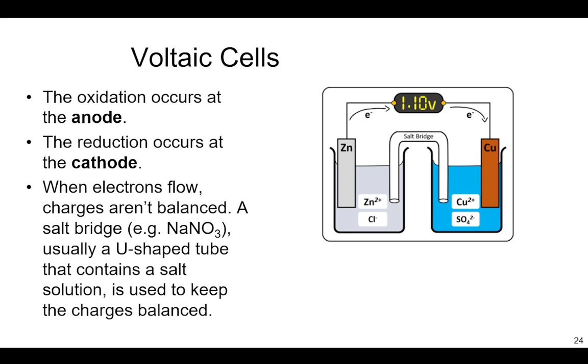Now, here's a prettier picture, again, of this voltaic cell we just discussed. Oxidation occurs at the anode, at zinc in this case, to generate electrons. Reduction occurs at the cathode, where those electrons will be used up. Electrons flow, charges aren't going to remain balanced, so a salt bridge, they say sodium nitrate here, that works too, is this U-shaped tube that contains a salt solution, and that's going to keep our charges balanced. Okay, this up here is measuring the voltage that we'll see in a few slides here, is a measure of how different in potential these two half cells are, and how much work can we then get out of this thing.